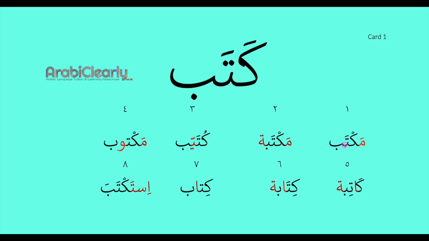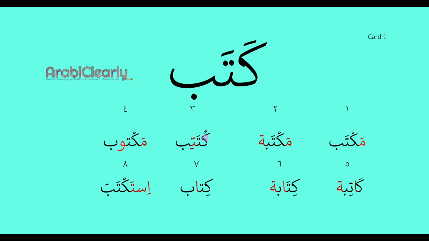So maktab is the name of a place, masculine, and maktaba is the name of a place but feminine. Maktab, which means an office, and maktaba, which means a library. Both sound the same, but this one is the feminine version and we use it to refer to a library. But here, maktab, we use it to refer to a desk.